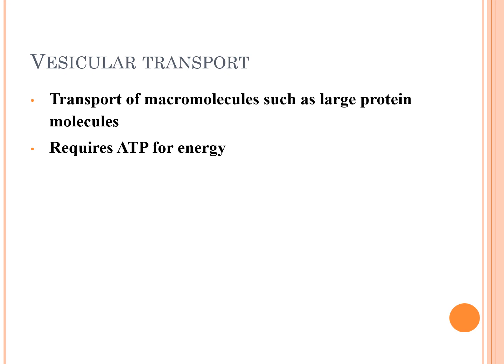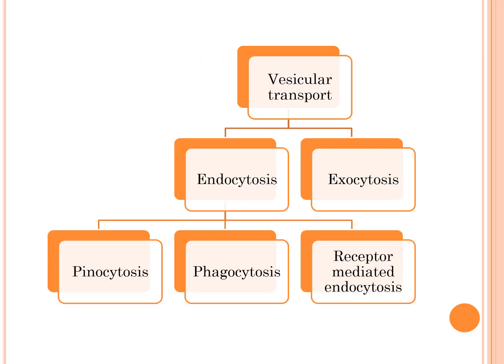So that type of substances are transported through this vesicular transport mechanism, especially the transport of macromolecules such as large protein molecules, enzymes, neurotransmitters, cholesterol, iron. All these substances are transported especially through this vesicular transport mechanism, and it is again an energy dependent process. It also requires ATP for its energy, and this vesicular transport is again divided into endocytosis and exocytosis.